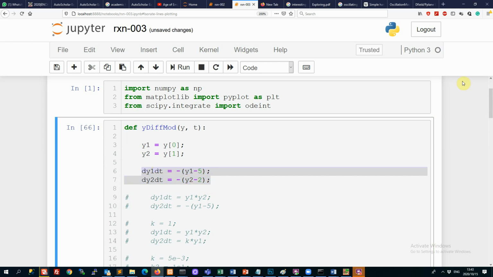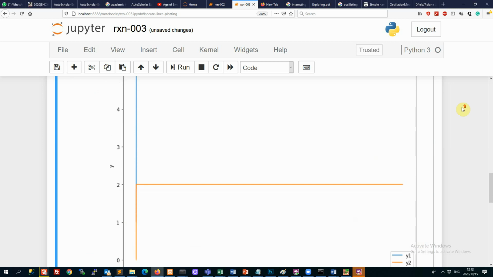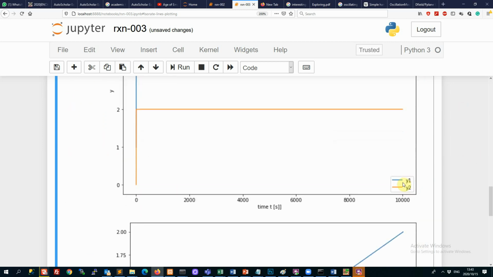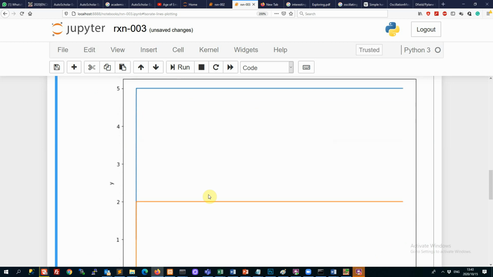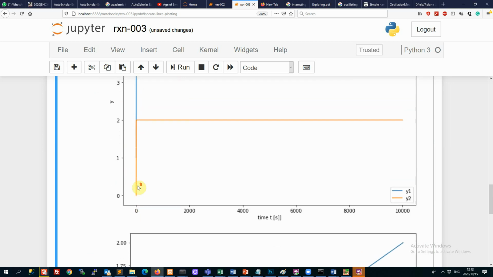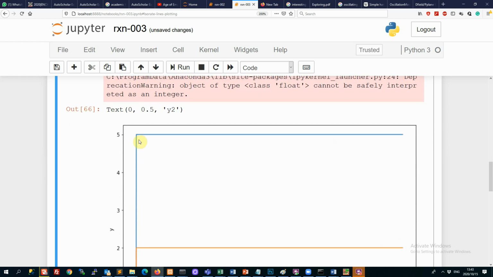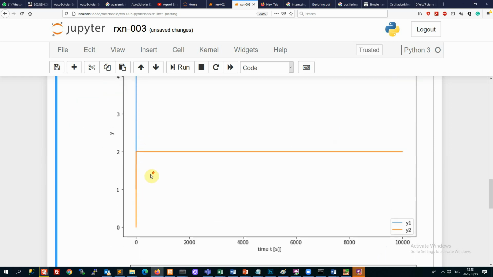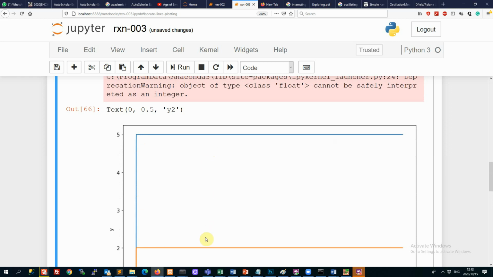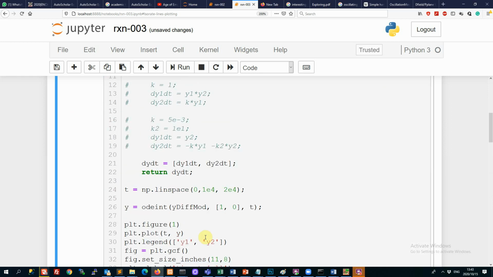So if we run this, you can see here we are plotting y1 and y2. The blue one is y1, and we used initial values of 0, it looks like. So y1 runs off to 5 and y2 runs off to 2, and so they reach the steady states that we expect them to. And in fact, we might want to think about reducing the time scale.